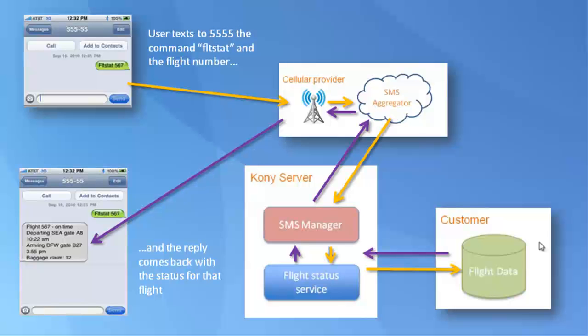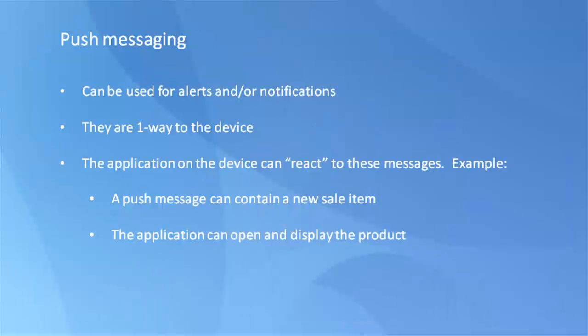Quick peek at what push notifications are and how they're handled. So push notifications can be used for alerts or notifications. This is a one-way push to the device. The device can react to these messages. So for example, a notification might contain a new item that's on sale. And the idea is that when the notification comes to the device, it can read that push notification and then launch the appropriate page so that the user is brought to the sale item page and shown that product.